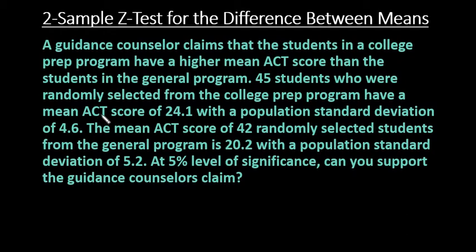All right, so there's a couple things in here that trigger that I'm going to use the two-sample z-test. The first one is the fact that it mentions the word mean, and so whenever the word mean is triggered, then that should trigger z-test or t-test. The other thing is we know that we have two samples because we're comparing two groups. So we're comparing those in the college prep program with those in the general program.